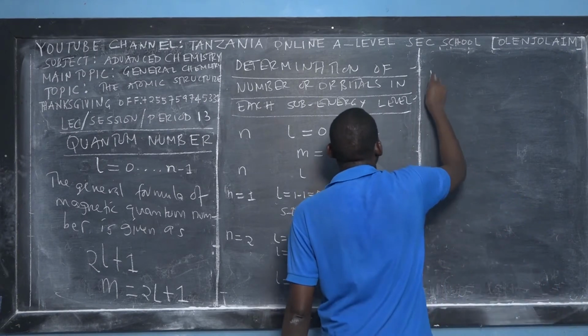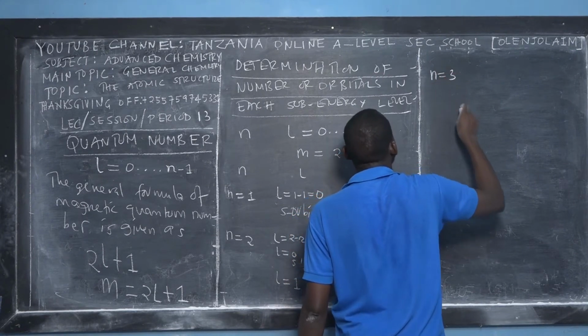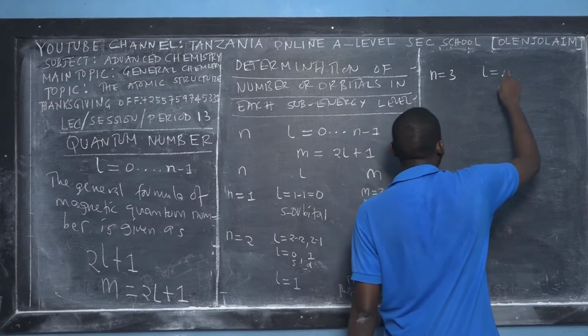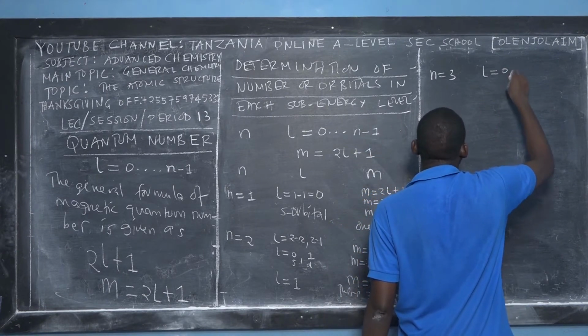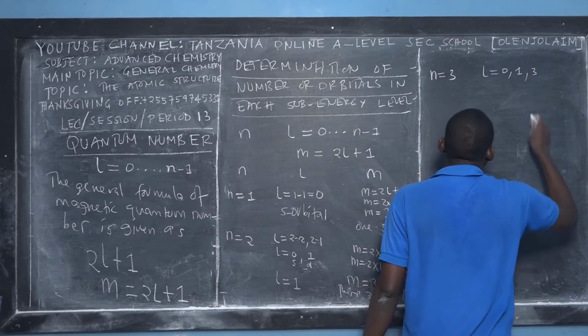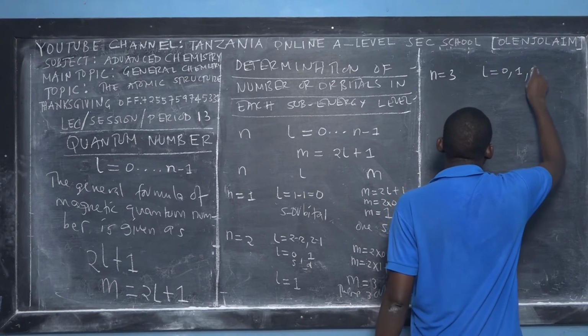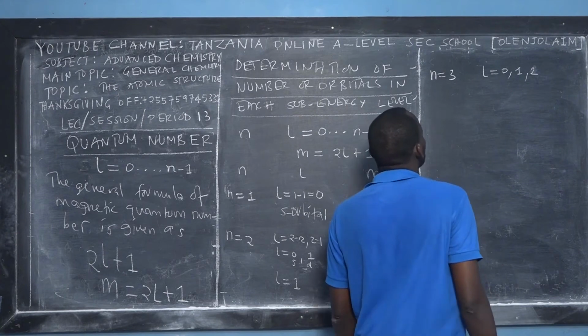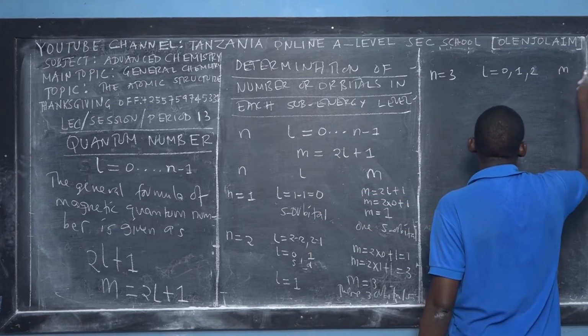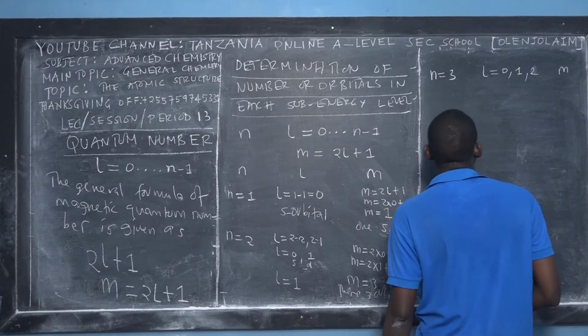Again, if the principal quantum number is equal to 3, then the subsidiary quantum number, the first one will be 3 minus 3, which is 0. Second one, 1, 3 minus 2. Third one is equal to what? We say that is 3 minus 1, which is 2. So in case of magnetic quantum number, for this case, we have different magnetic quantum numbers.